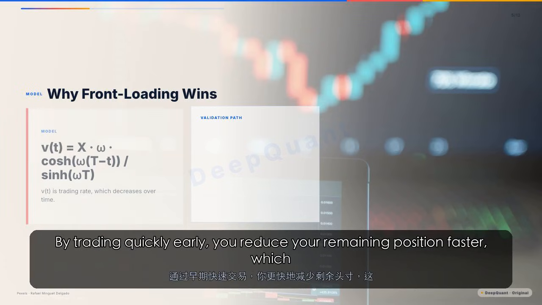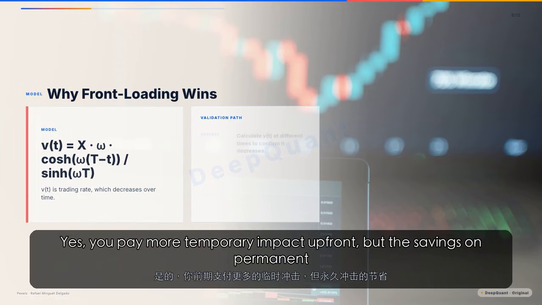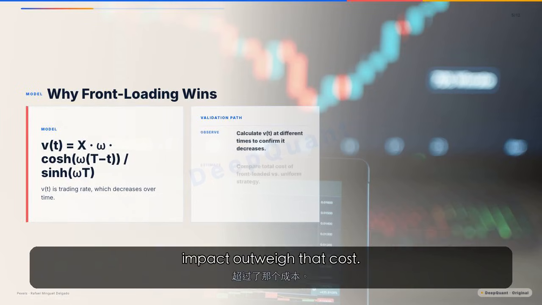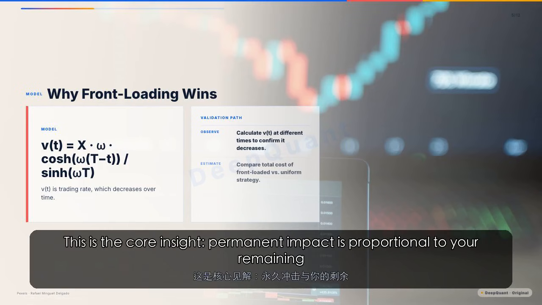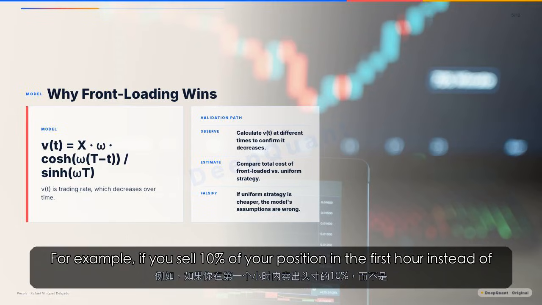Why? By trading quickly early, you reduce your remaining position faster, which lowers the cumulative permanent impact. Yes, you pay more temporary impact up front, but the savings on permanent impact outweigh that cost. This is the core insight. Permanent impact is proportional to your remaining exposure, so reducing exposure early is disproportionately valuable.